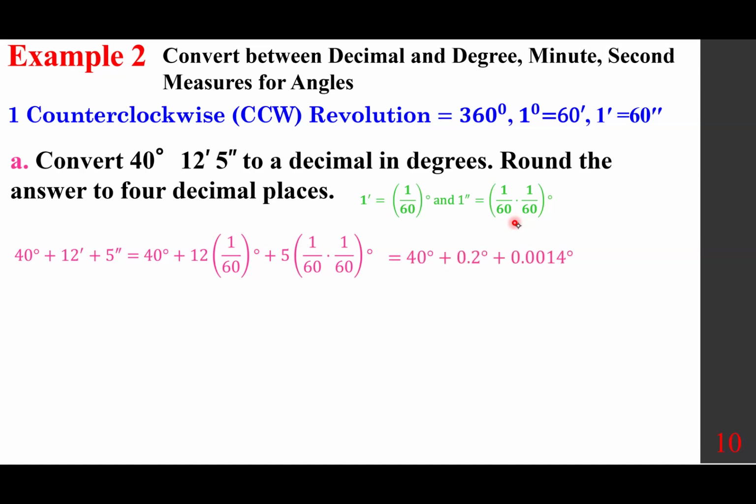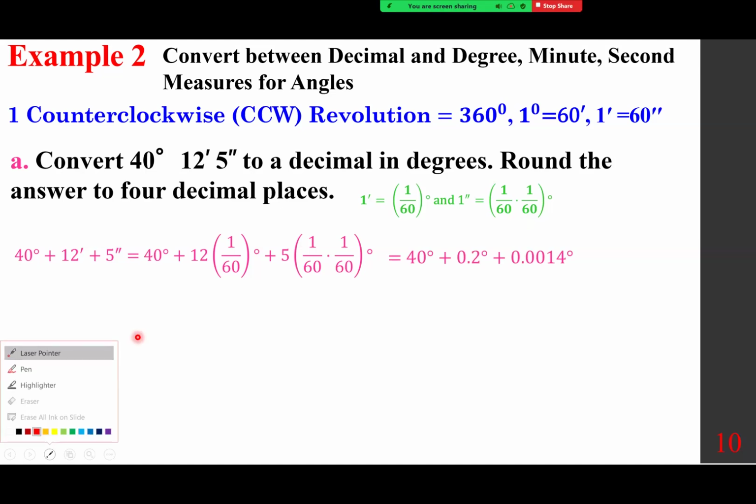You put it into a calculator. This is 0.2, this is 0.0014. You add them up, you get 40.014 degrees. And of course, you carry the number of decimals that they ask you.